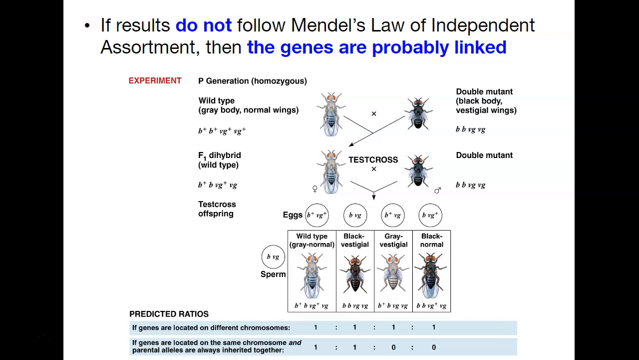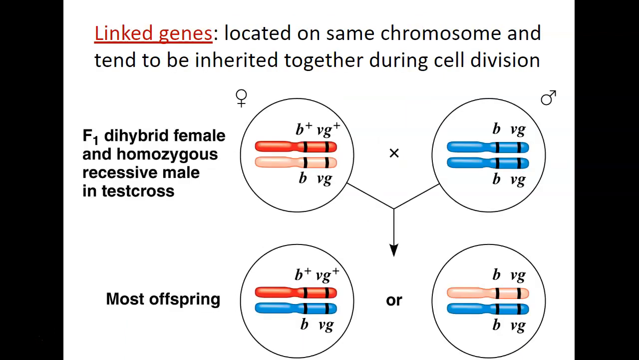And it's not impossible, but you get a couple gray vestigial and black normal, but not as much as you normally would expect. So kind of cut off here. The actual numbers are about 900 and something to about 200, which is not what you normally would have expected. So this brings about the idea of linked genes. Genes that are located on the same chromosome, which are really close together, tend to be inherited together, just because of their location. So because they're on the same chromosome really close together, then they tend to move around together.